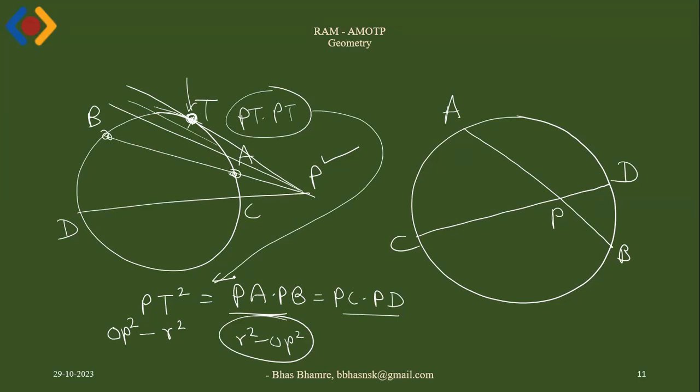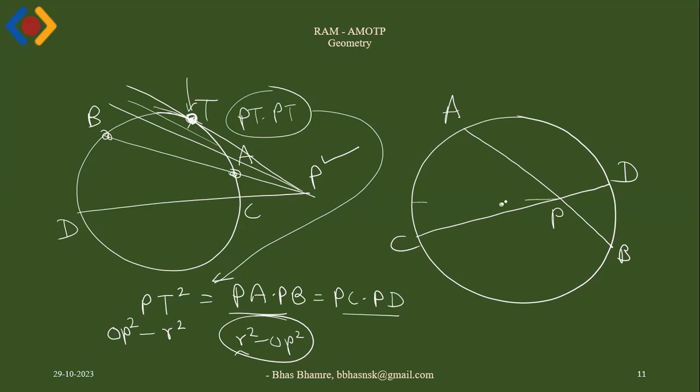So PT square is PA times PB or PC times PD, and that is equal to OP square minus R square, because PT square is simply OP square minus R square because of the Pythagoras theorem. Negative or positive, we can check, because R square is greater than OP. Here, if you have the center over here, you can check.